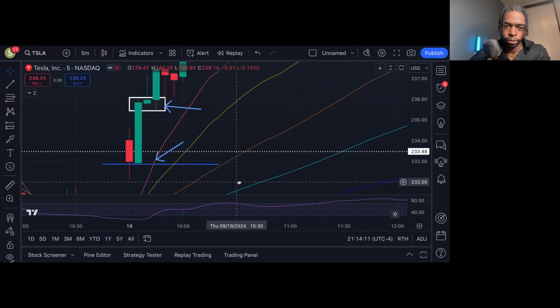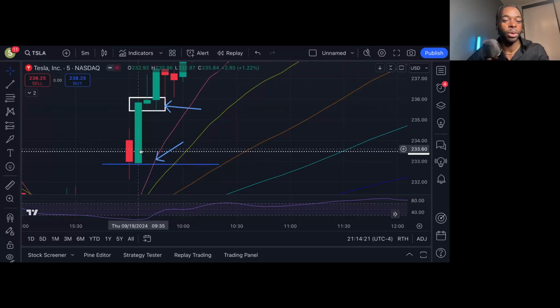Keep it simple. You're going to be like, oh, well, what if it does this? Well, what if it does that? Well, that's why you're not making money. Stop overthinking things. Just kidding. Anyways, so we formed a micro double bottom, bullish engulfing bar.